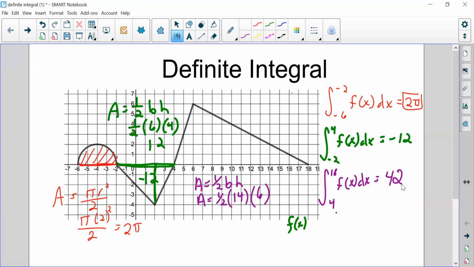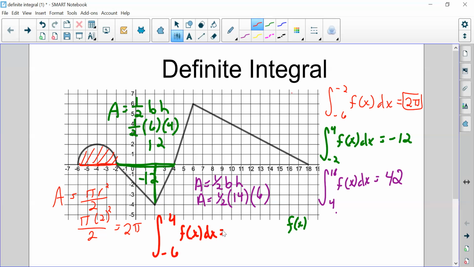All right, what would be the integral from -6 to 4 of f of x dx?